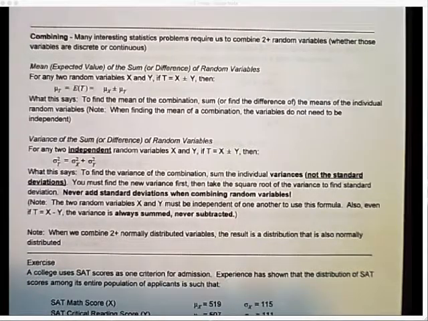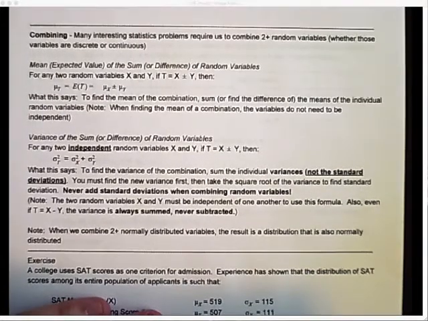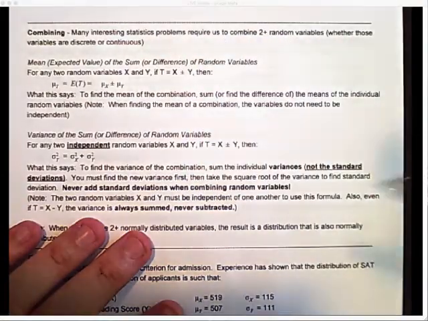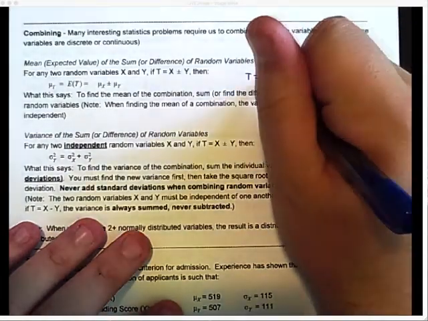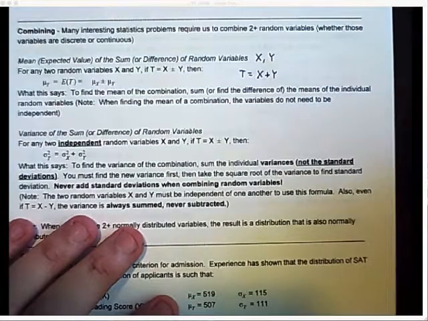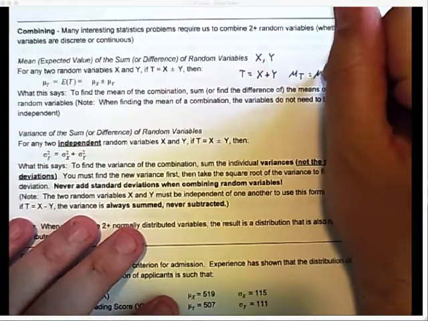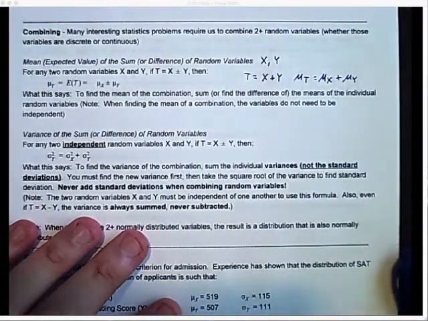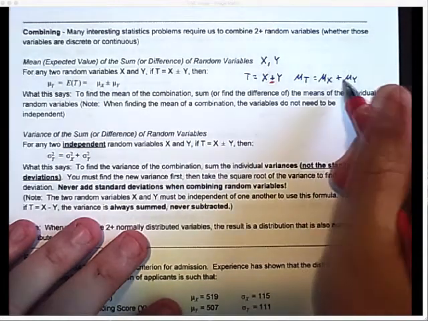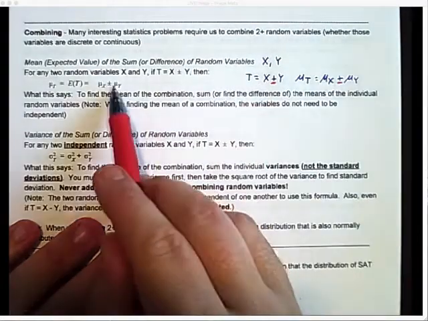Many interesting statistics problems require us to combine two or more random variables, and those could be discrete random variables or continuous random variables. So let's say that you have two random variables, call them X and Y, and we want to combine those. Let's say we have some sort of total where the total is X plus Y. Well, to find the mean of the combined variable, which we would call mu of t, we would just take the mu of x plus the mu of y. Now, if you wanted some sort of difference instead, then instead of a plus, it would just be a minus.